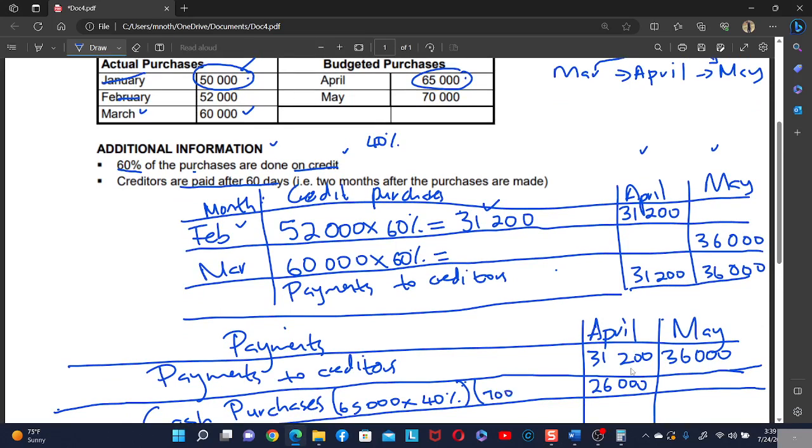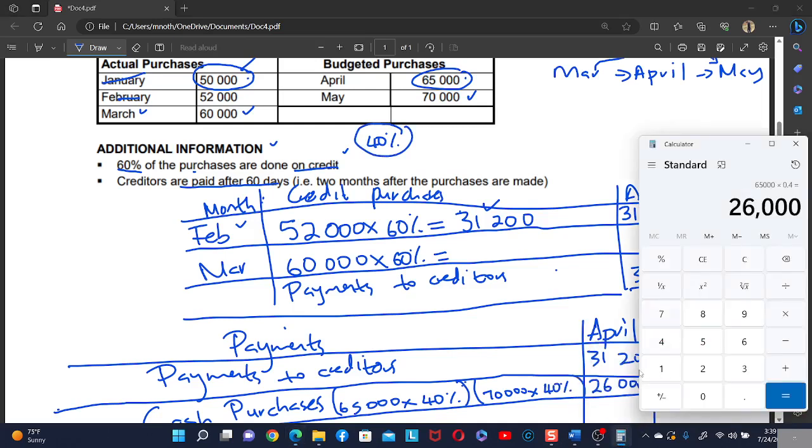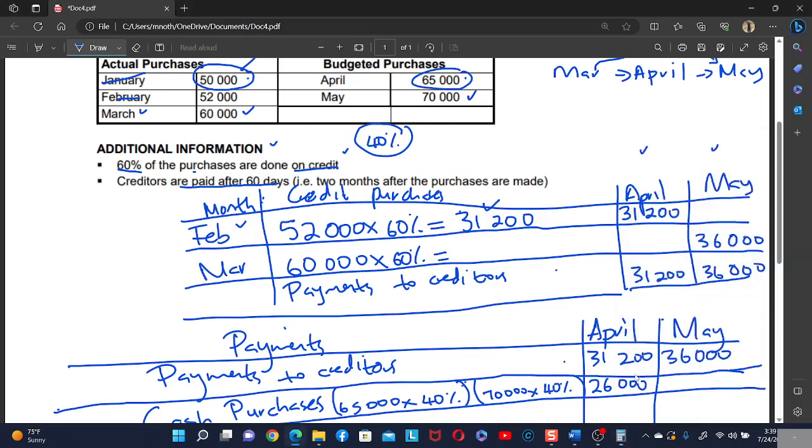Again, in May, the purchases are 70,000. We want the cash purchases of May, because this figure includes all the purchases. We are told that 60% of the purchases are done on credit, meaning that 40% is done for cash. So 70,000 multiplied by 40% is going to be 28,000. So this is how this could be recorded in the cash budget.